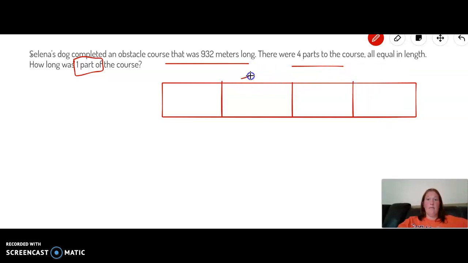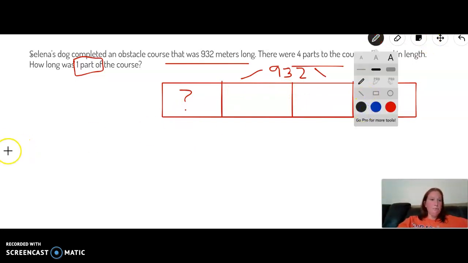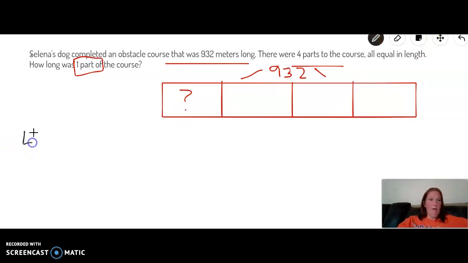Okay. So we know that this part right here is 932. What we need to figure out is what all these parts are. And they specifically want 1, but guess what? They're all going to be equal. Okay. So we're going to use the standard algorithm to solve. So we have 4 into 932, or we can say 932 divided by 4.